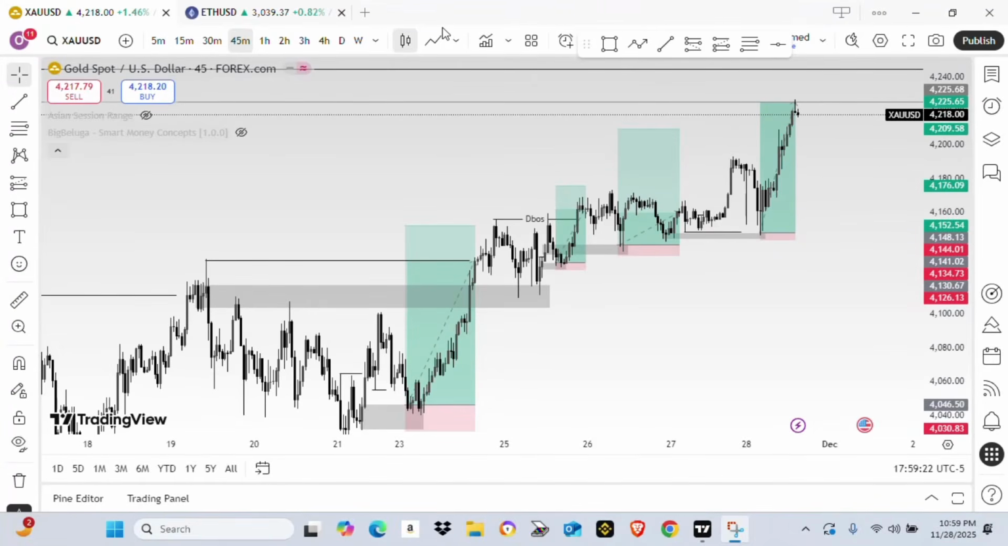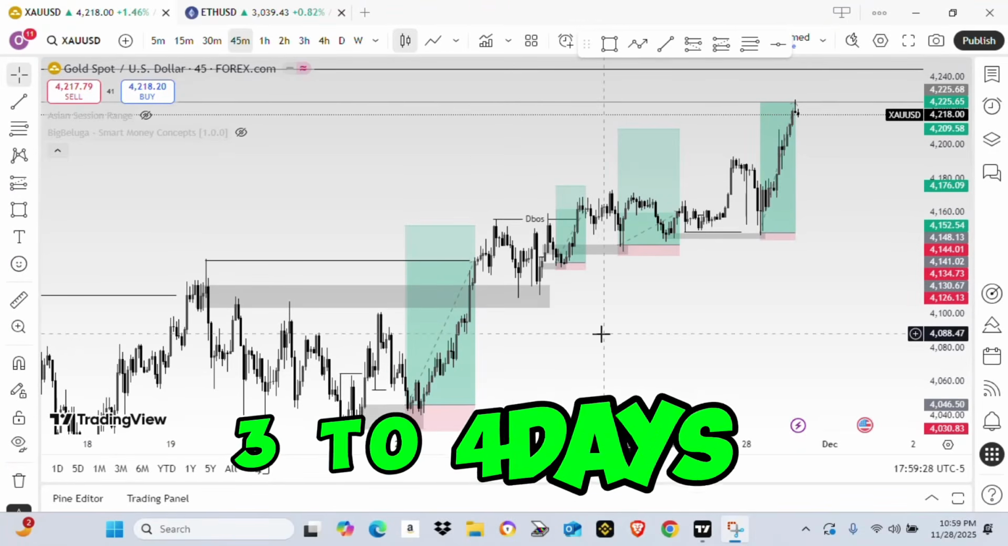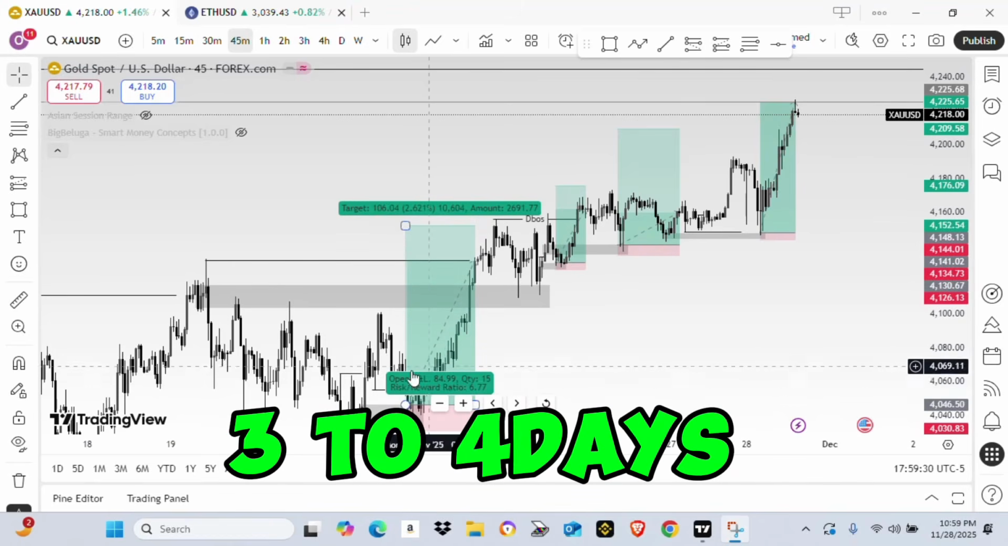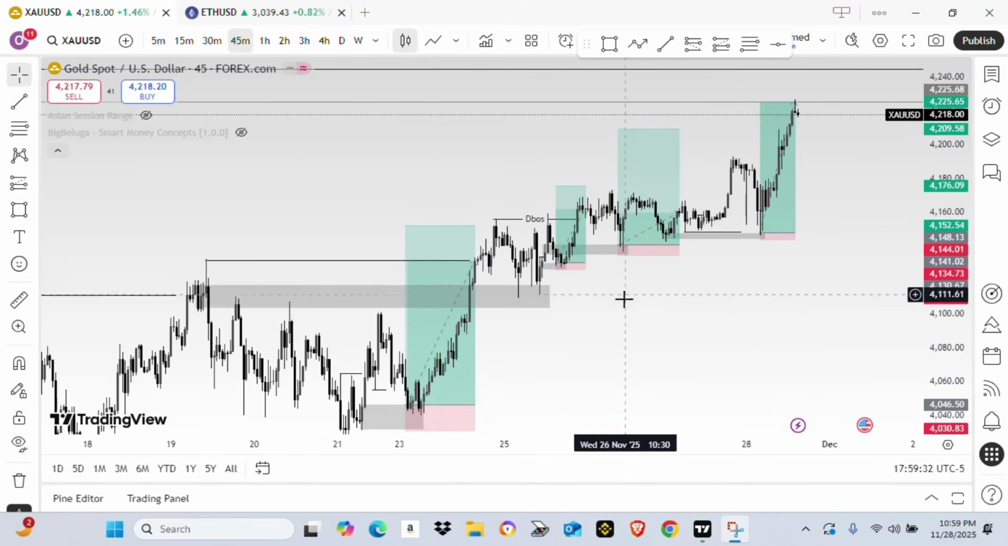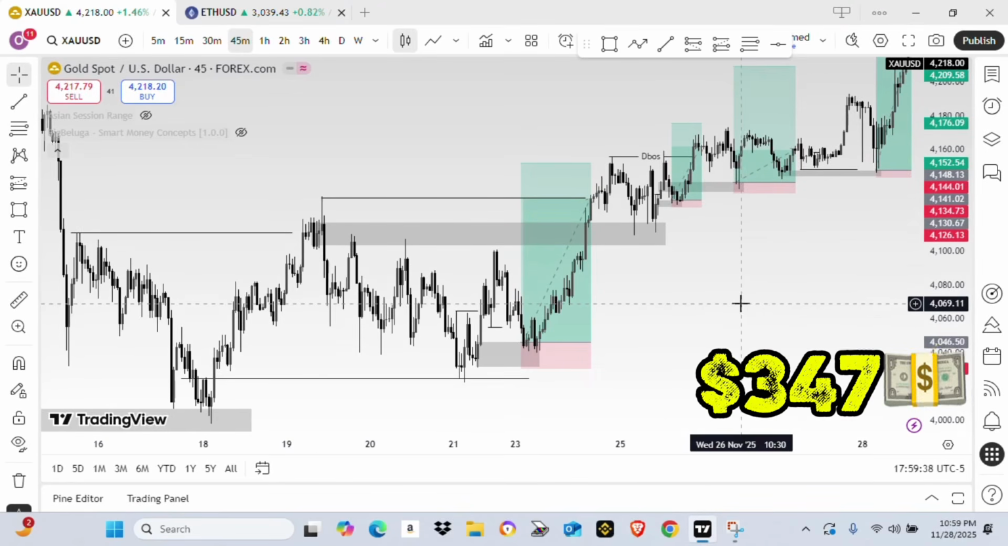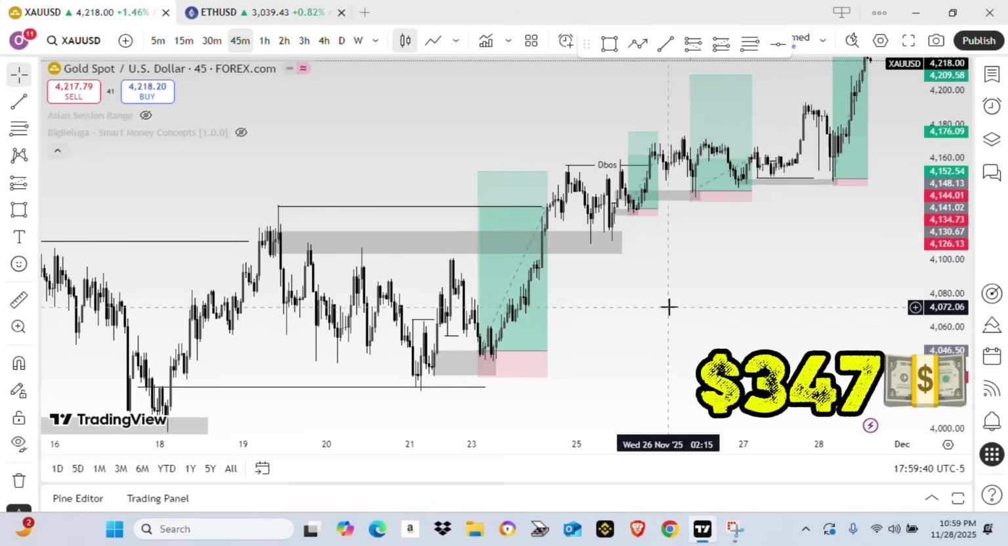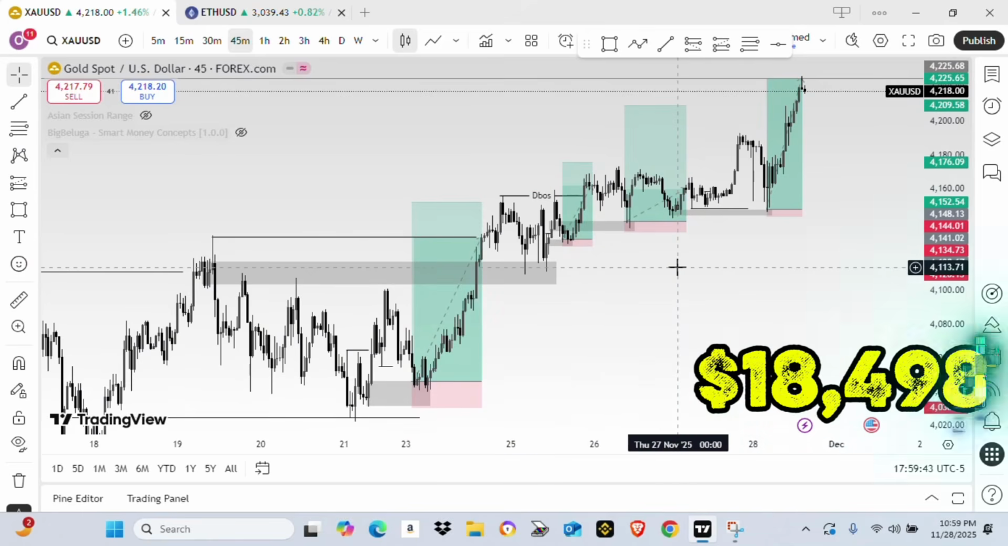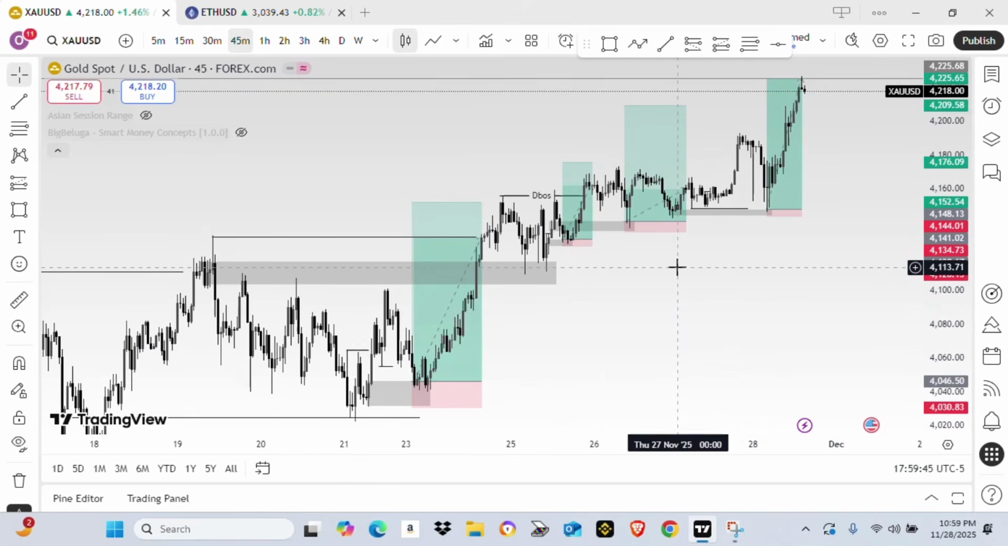So in today's video, I'm going to be showing you guys how I was able to trade gold last week. This trade actually took me about 3 to 4 days to make out to the TP level, and it was actually a massive good trade. I was very happy. I turned about $347 into $18,000, and I withdrew $18,000, leaving only 480-something dollars on the MT5 to continue my trade by next week.